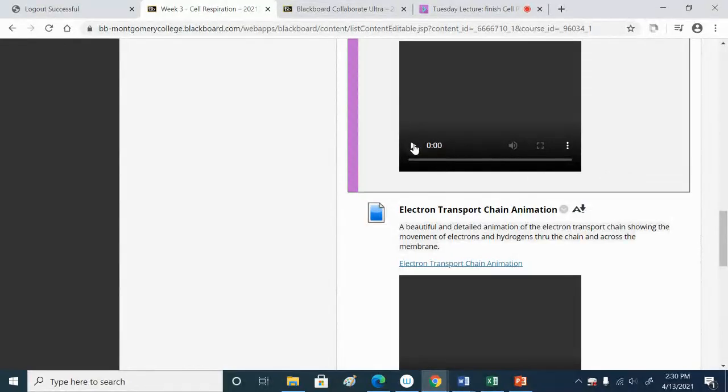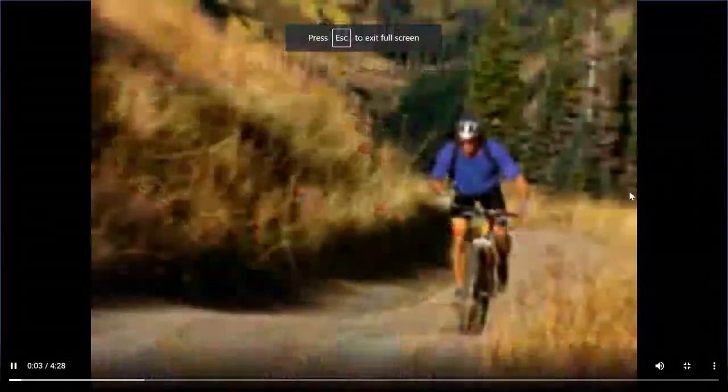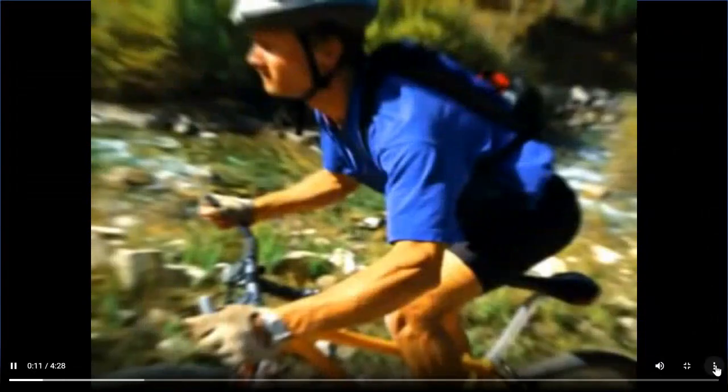So these are in the Blackboard page. As this mountain biker heads up the trail, the breakfast he ate this morning is being burned to power his bike ride. His breathing rate increases as his leg muscles demand more oxygen to burn more fuel.